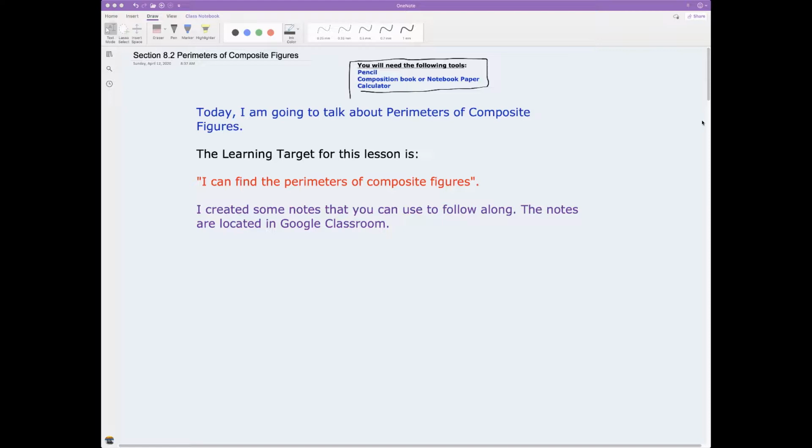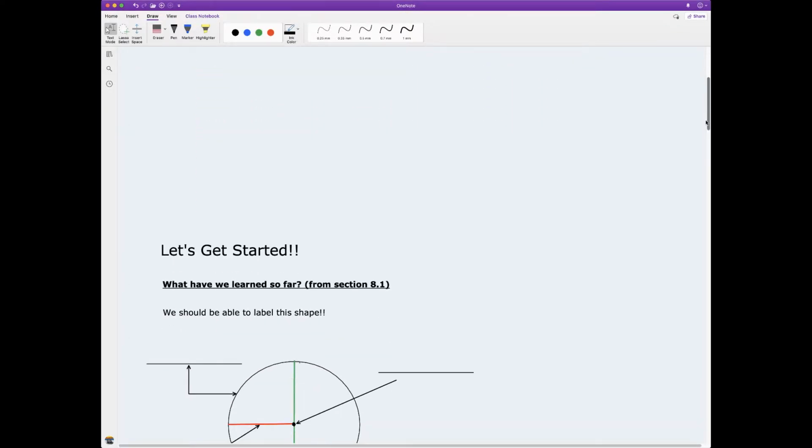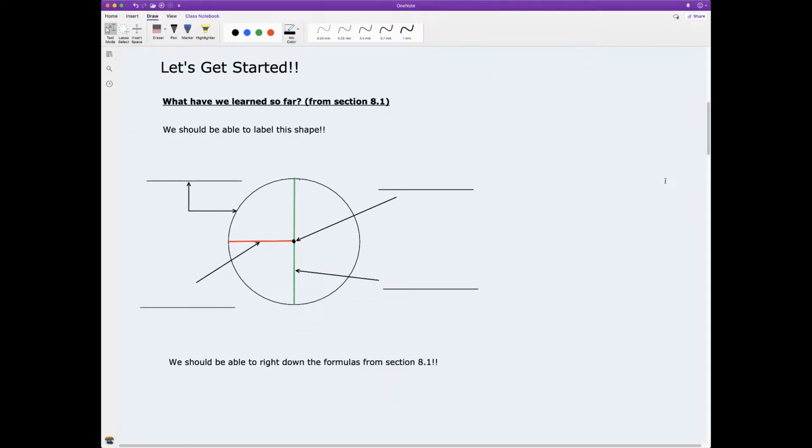Okay, let's go ahead and get started with the lesson. First we would actually do a review. In section 8.1, we looked at circles, and I want to see if we remember all the different parts of a circle. We'll start up here with this part right here. What is this? You can pause and go check your notes if you want. We'll wait for you.